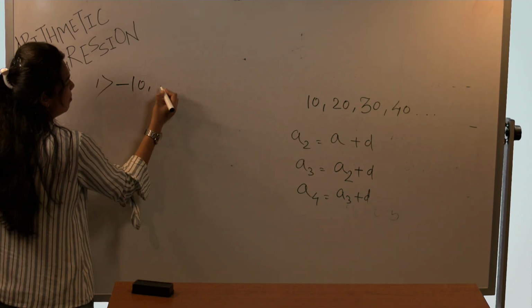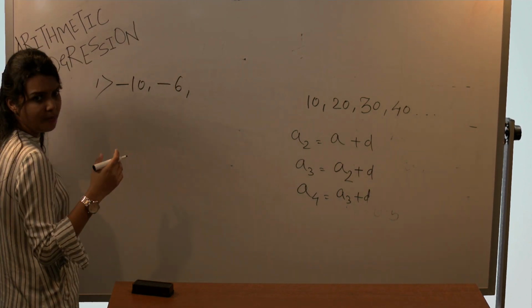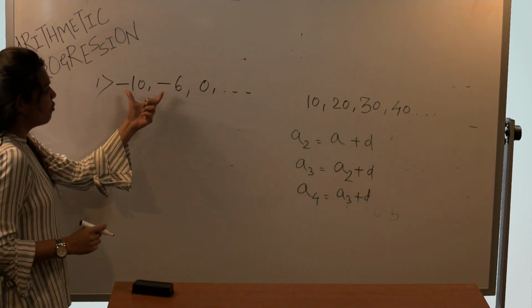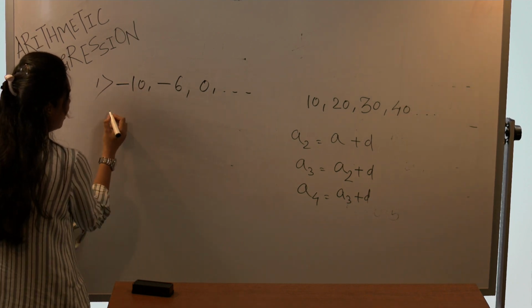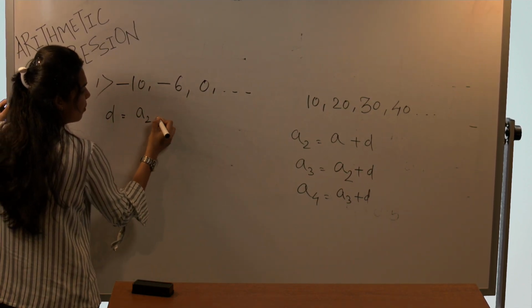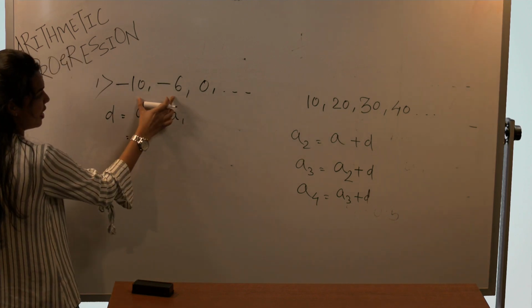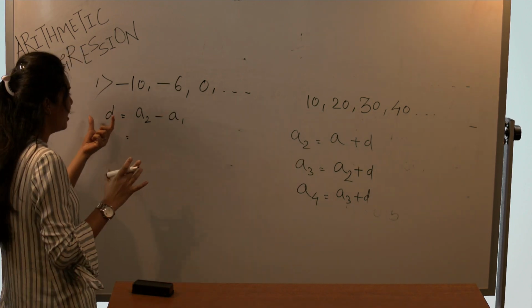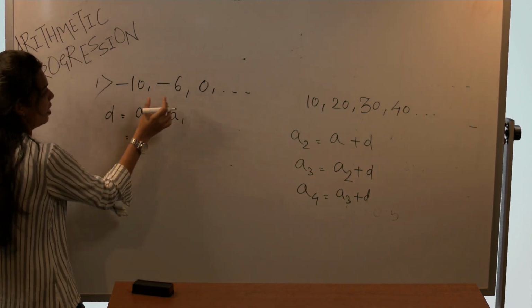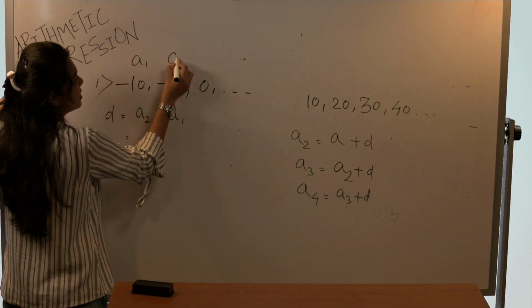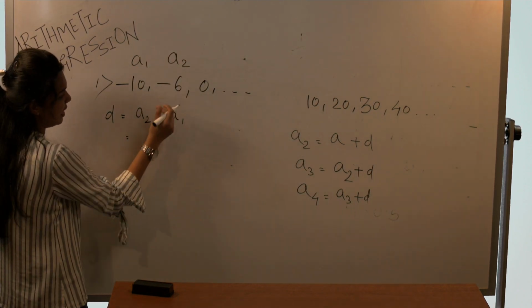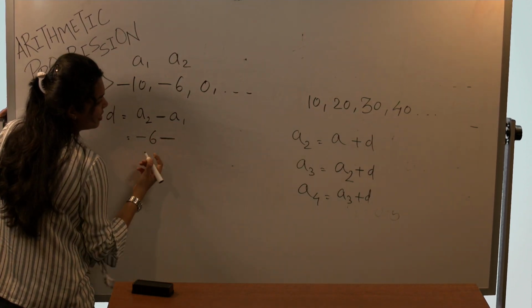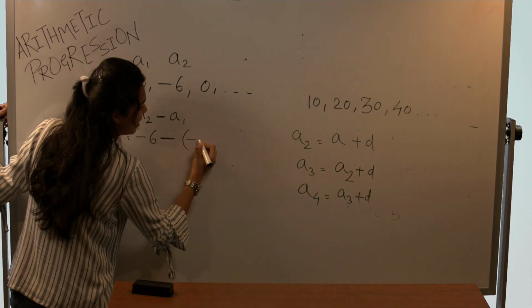Minus 10, minus 6, 0 and so on. Now here I have to write D is equal to A2 minus A1. The difference we have to find out. The terms are negative, so to avoid jumbling, I am writing the proper formula. A2 minus A1. A1 is the first term, A2 is the second term. A2 is minus 6, and A1 is minus 10.